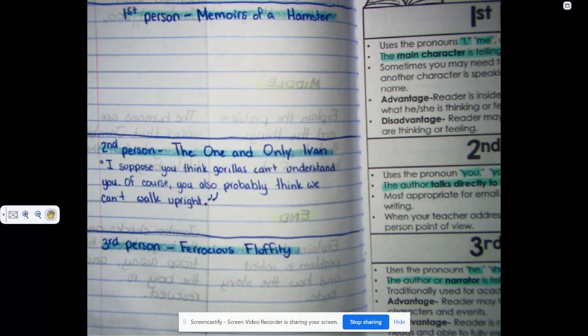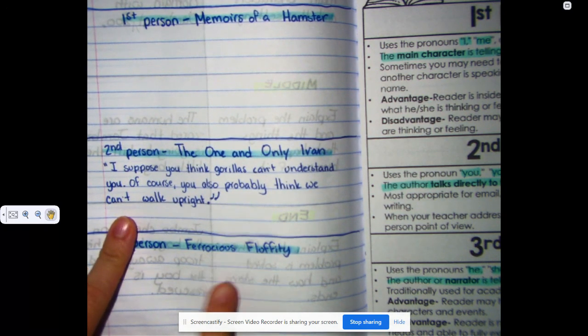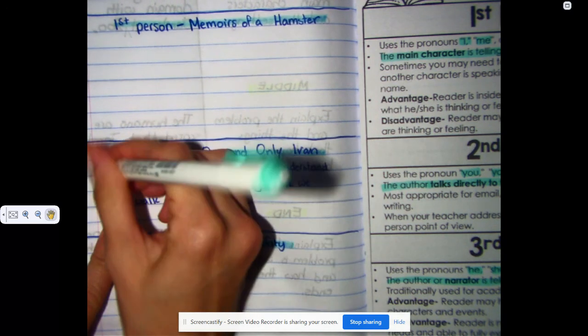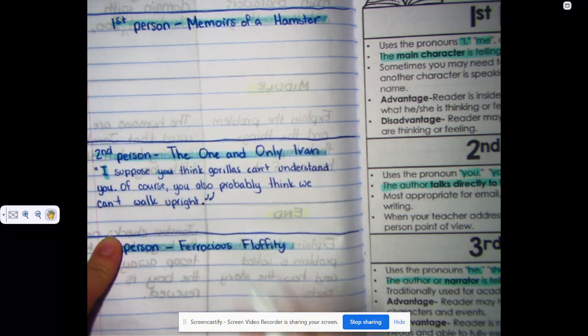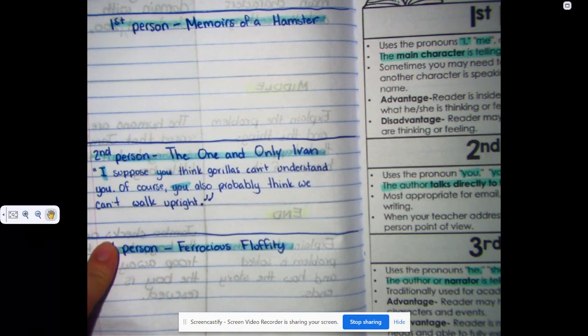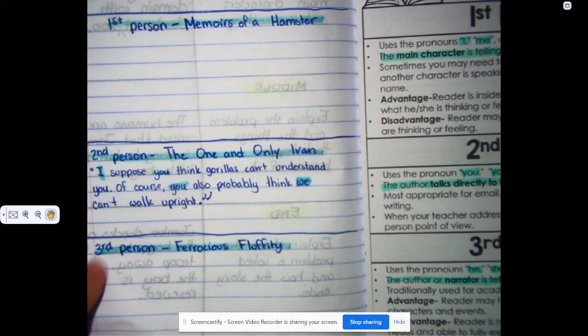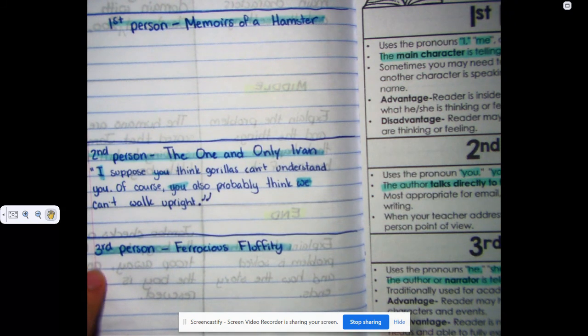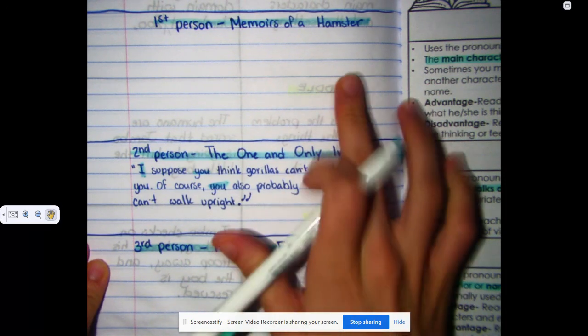Now we're going to highlight things in this excerpt that support that this is second person. We know that the author is the narrator because he refers to himself. I suppose you think. Okay? But we also have him speaking directly to us. You, he's saying us. You think gorillas can't understand you. Of course, you probably think we can't walk upright. We've also got the we right here that supports that he, the author, is the one speaking. Later on in the week, when we read these stories, we'll go back and fill in the details that support that this is first person and third person.